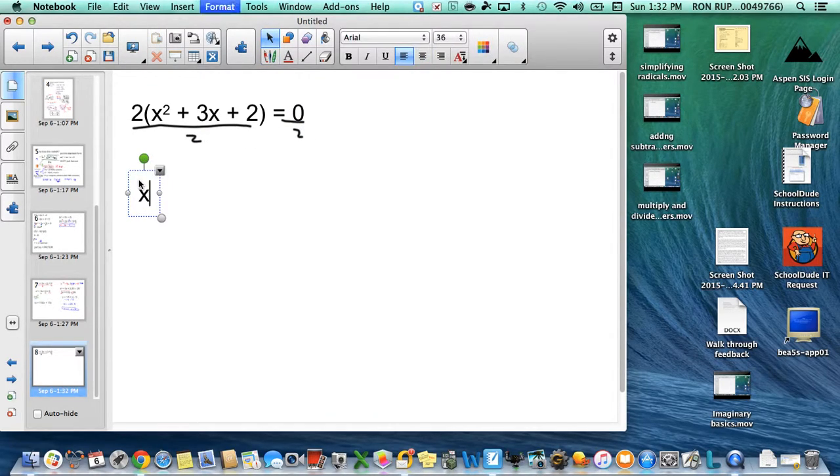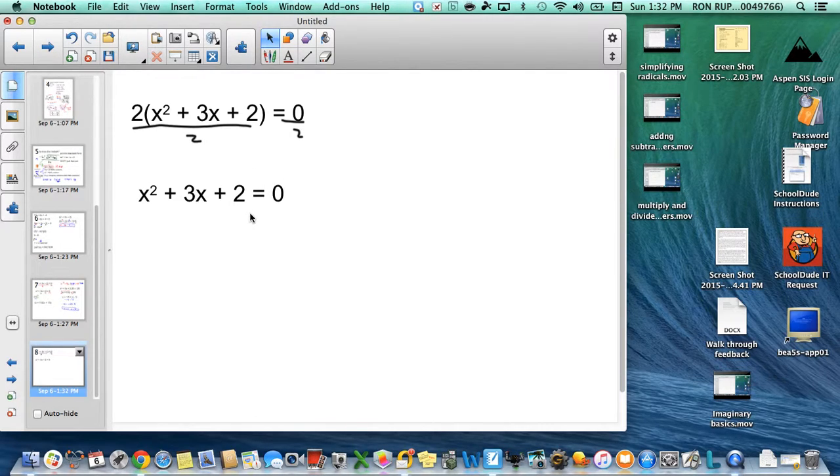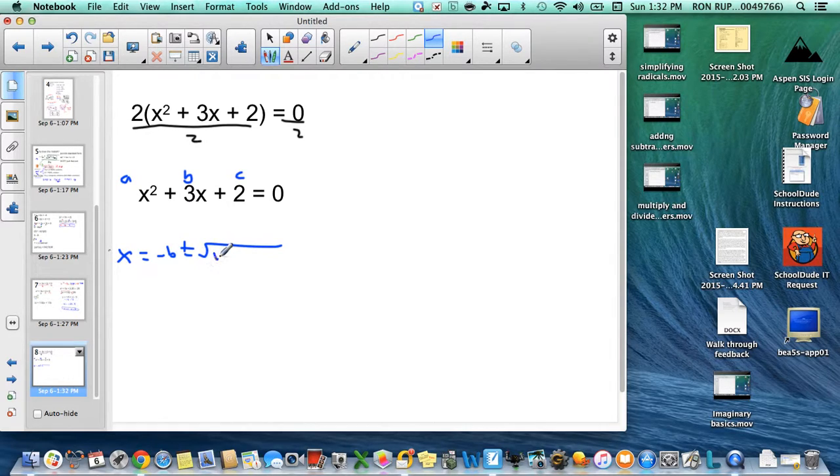And that gives me x squared plus 3x plus 2 equals 0. So now, to solve for x, I just need to first label my a, b, and c. So my a value is 1, my b value is 3, and my c value is 2. Now I just plug it into the quadratic formula. x equals opposite b plus or minus the square root of b squared minus 4ac, all of that over 2a.